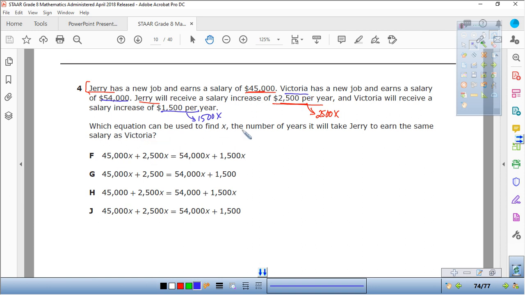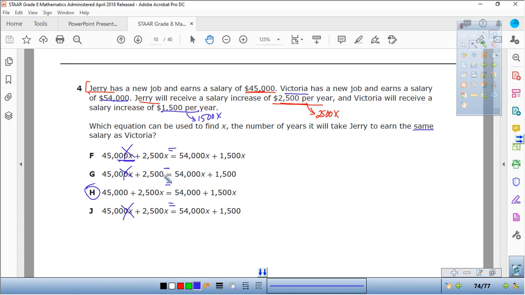So which equation can be used to find the number of years it would take Jerry to earn the same? Same means equal. Okay? They want Jerry and Victoria to be the same. So what does this one say here? He's going to earn per year 45,000. I don't even know what that is. That's just wrong. Those two are just absolutely wrong. This one also says that. Absolutely wrong. Without even reading much more, my answer is this one.